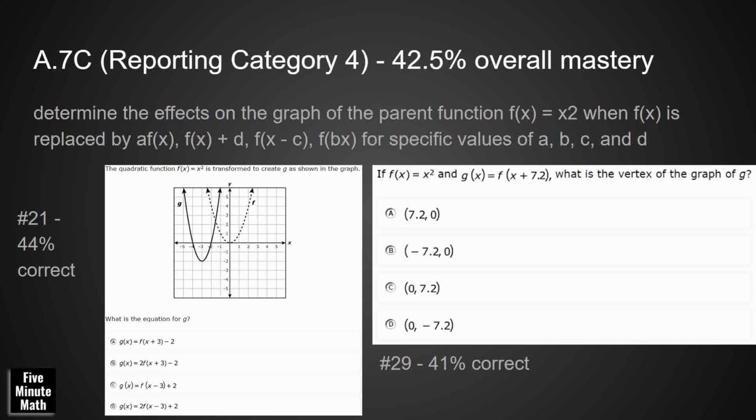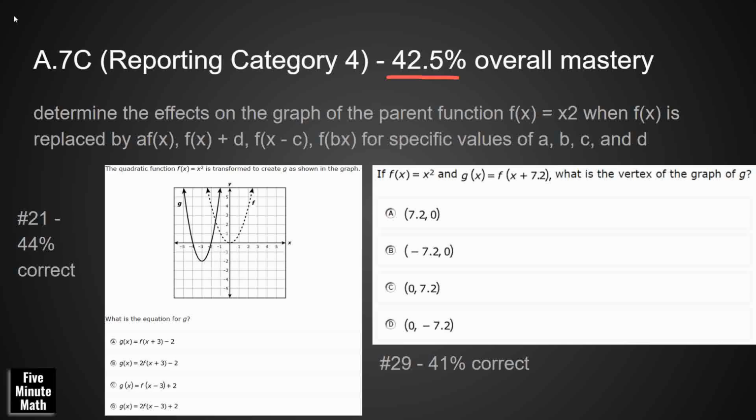We are looking next at 8.7c. This is 42.5%, standard in reporting category 4, looking at parent and child functions. Now we've got two different problems. They both scored relatively low, 41 and 44%. So let's look at the first one. Number 21, we actually have a visual, but there is a lot happening with this visual.